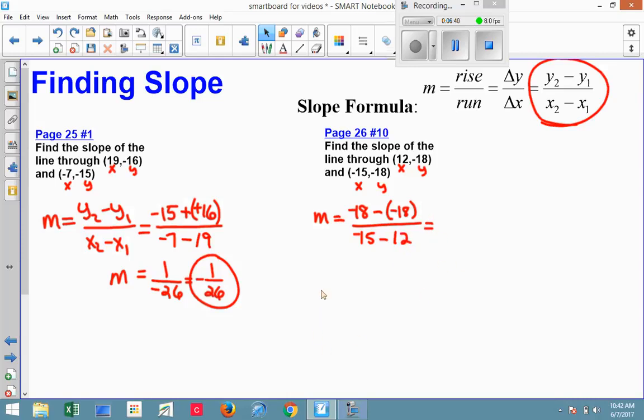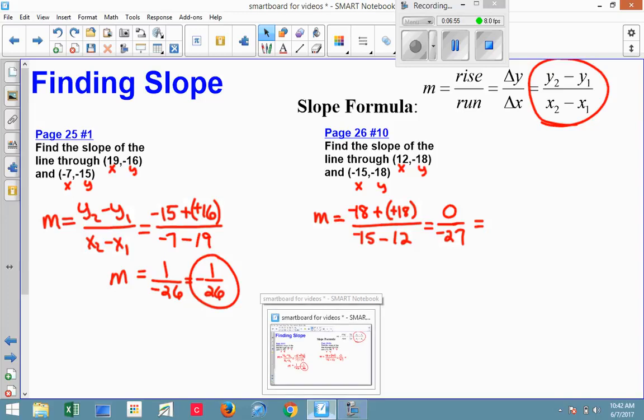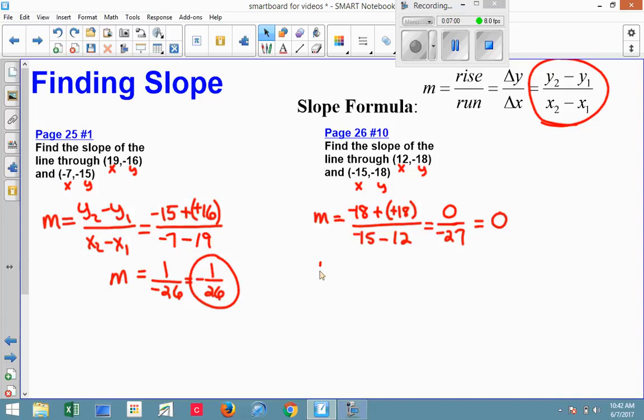So I have negative 18 minus negative 18, which is plus positive. When I combine those, I do get 0. And negative 15 minus 12 gives me negative 27. So I have 0 divided by a number that is not 0, which means this simplifies to 0. So the slope is 0.